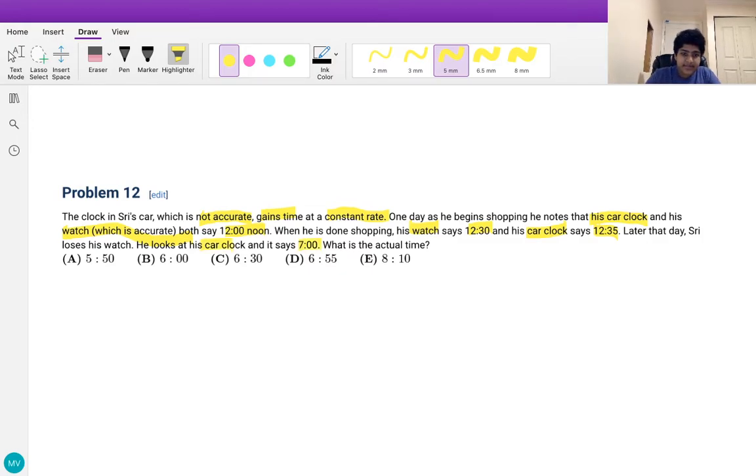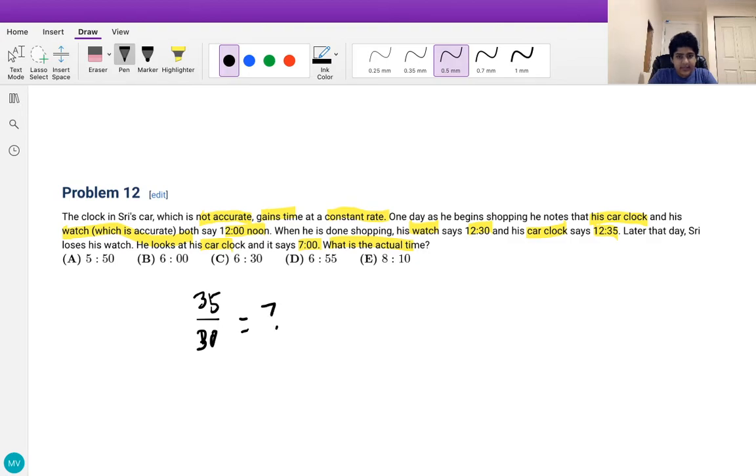So, since both clocks say 12 o'clock noon accurately, when the watch advances 30 minutes, we know that the car clock advances 35 minutes. This means that the rate that the car clock gains time is simply 35 minutes on the car clock divided by the 30 minutes that passed on the normal clock, or the accurate time, which is just 7 divided by 6.